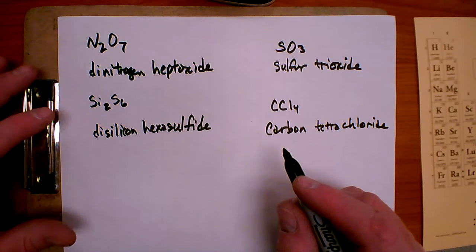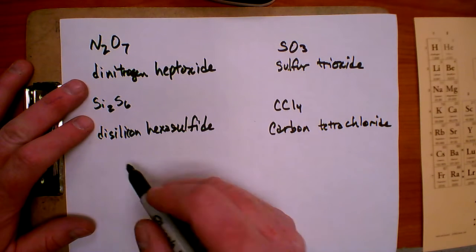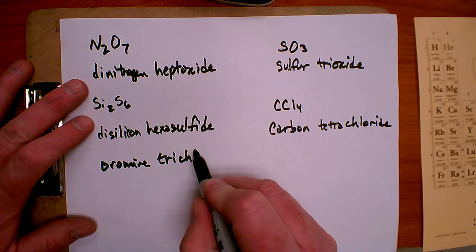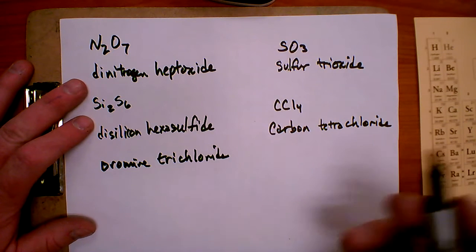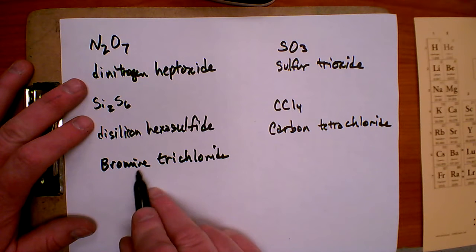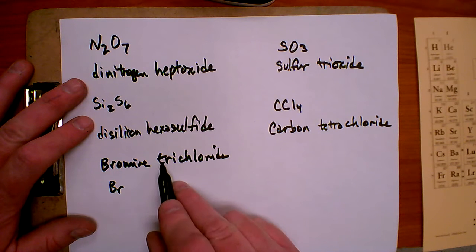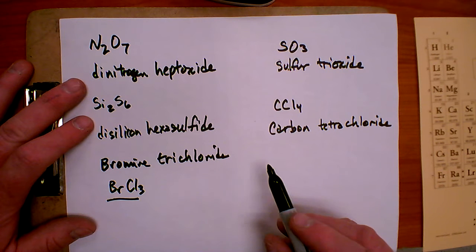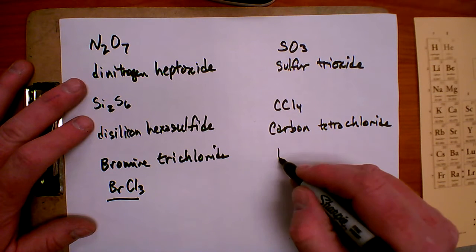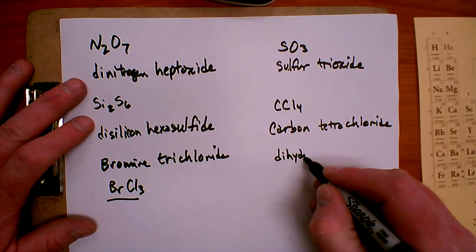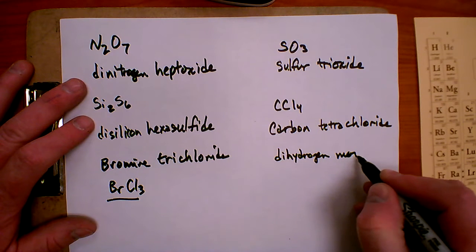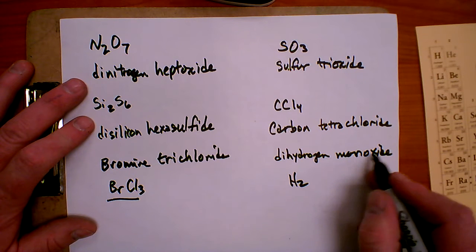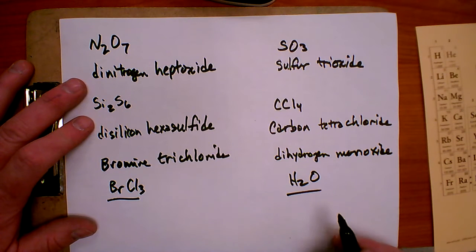If we do the flip side, if we're given the name, such as bromine trichloride, it just works in reverse. Bromine is by itself, so that's just a Br, and then tri means 3 chlorides, like so. Dihydrogen monoxide: di means 2 hydrogens, mono means 1, oxide, H2O, dihydrogen monoxide.